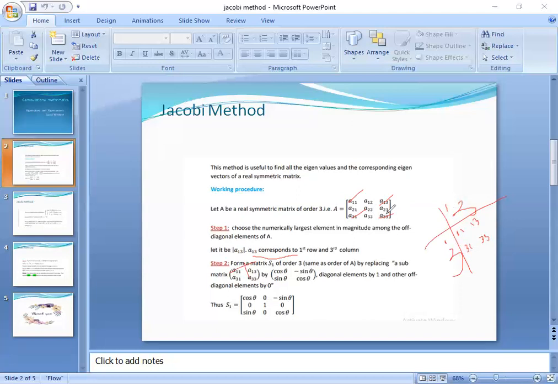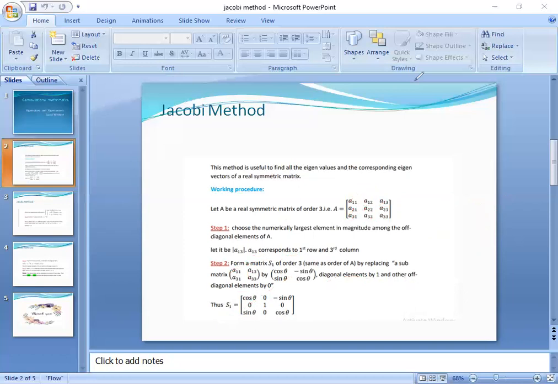And what about the other elements? The diagonal elements are to be replaced by 1. Here only one diagonal element A22 is left. It is to be replaced by 1. And the other off-diagonal elements, A12, A21, A23, A32, are to be replaced by 0. So the matrix S1 is formed as cos theta, 0, minus sin theta first row, and 0, 1, 0 second row, sin theta, 0, cos theta third row.